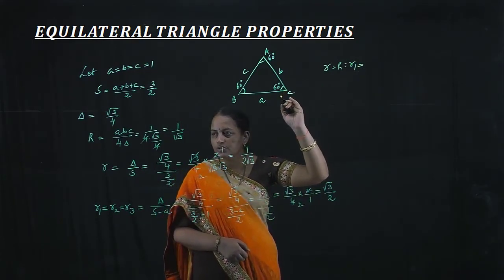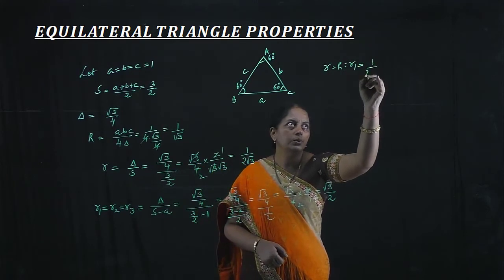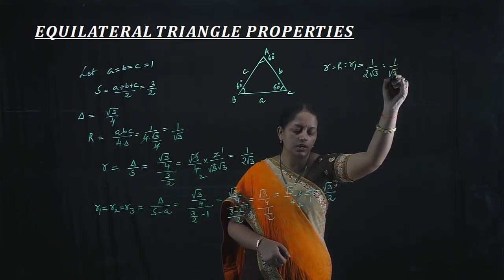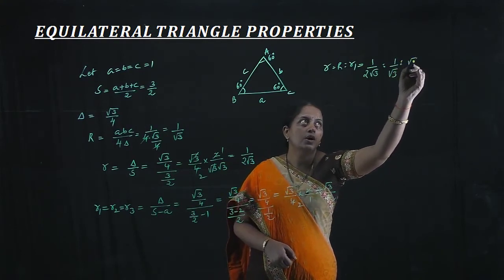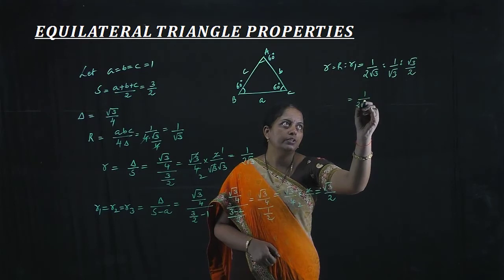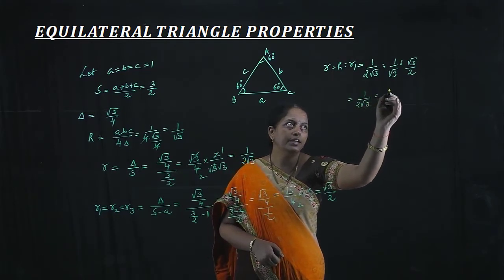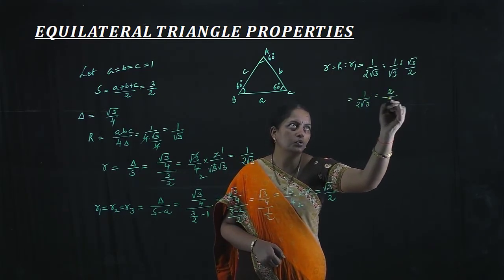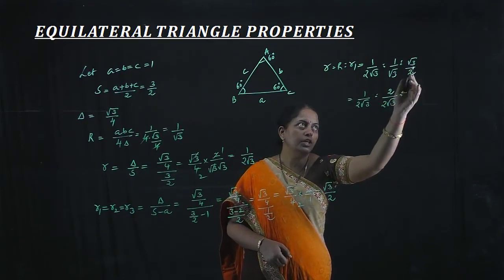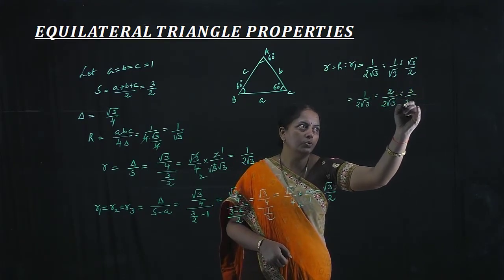Already we derived small r is equal to 1 by 2 root 3, and capital R is equal to 1 by root 3, and R1, R2, R3 is root 3 by 2. Okay, 1 by 2 root 3: here multiplying and dividing with 2, we get 2 by 2 root 3. And here multiplying and dividing with root 3, root 3 into root 3, we get 3 by 2 root 3.